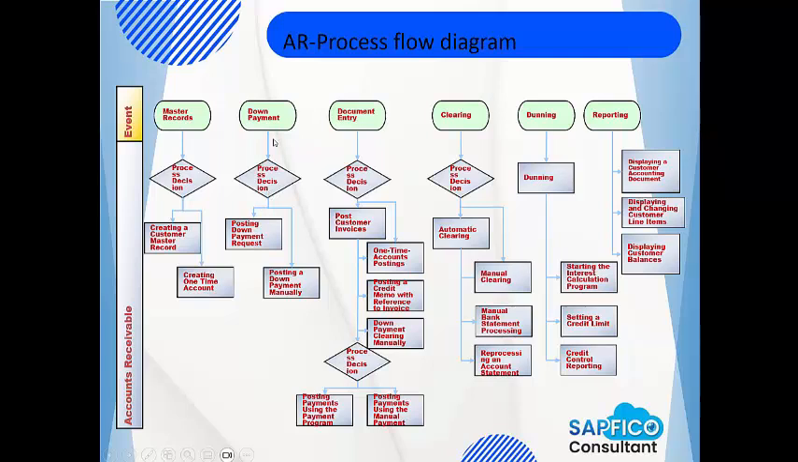Down payment: let's say a customer pays an advance to us. So in this case, we do a posting of a down payment request and post a down payment manually. If the customer pays an advance, then we do a down payment into the system, wherein the customer advance account will get credited and the bank will get debited. Okay, so this is the accounting entry.